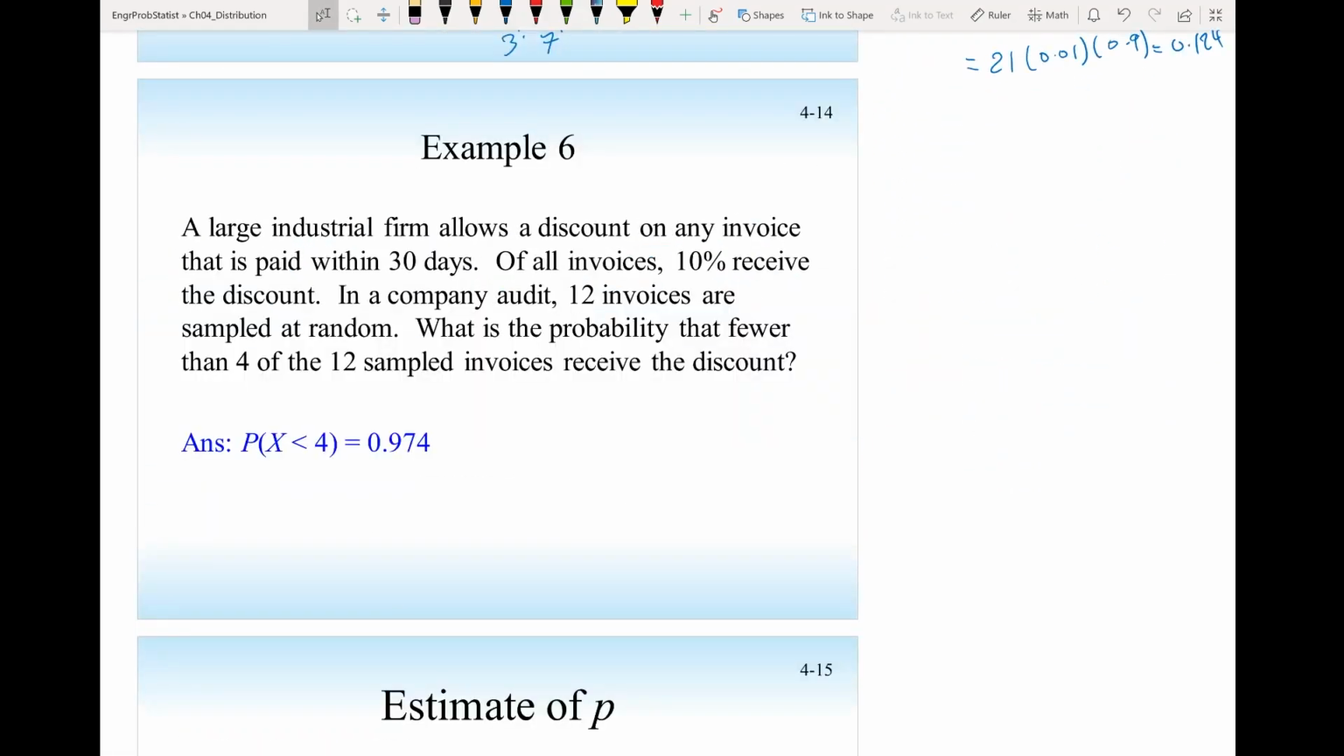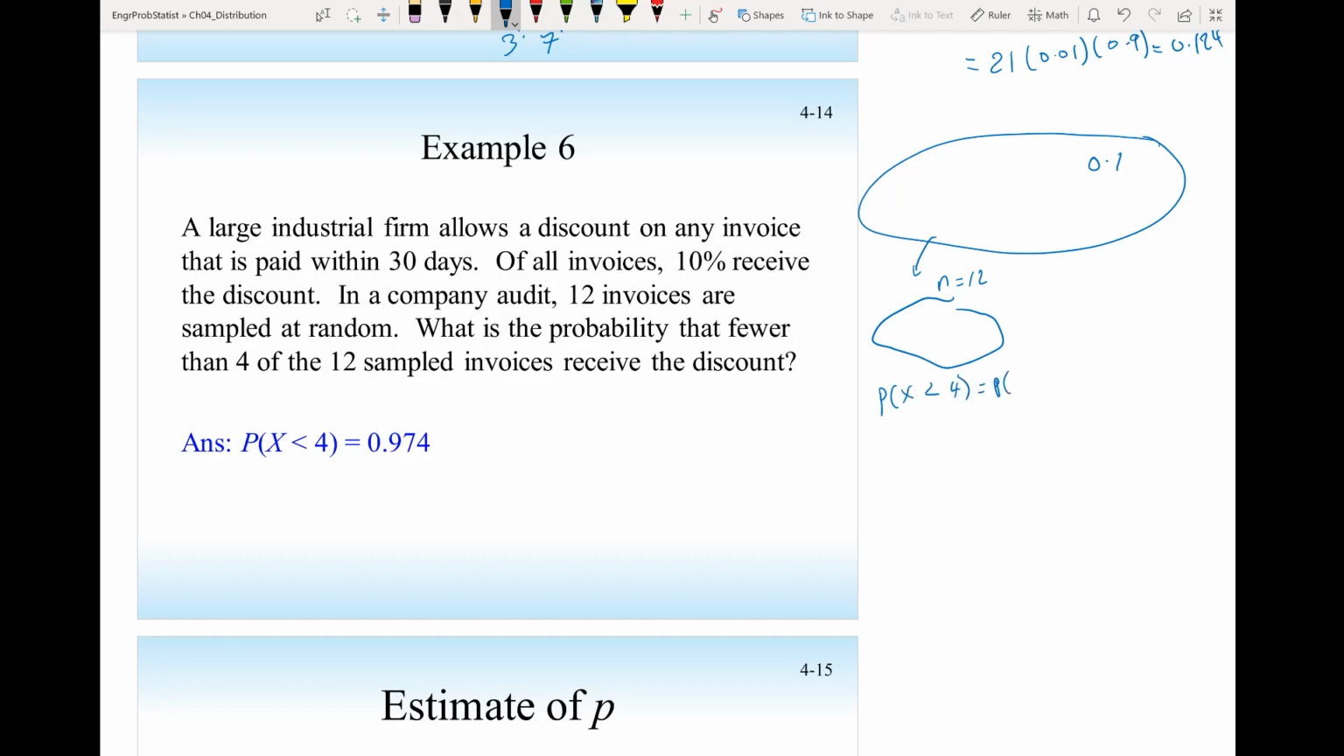In this example, a large industrial firm allows a discount on any invoice that is paid within 30 days. Of all invoices, 10% receive the discount. In a company audit, 12 invoices are sampled at random. So we have here a population of all invoices, 10% receive discount. So here n equal 12. What is the probability that fewer than 4 of the 12 sampled invoices receive the discount? So they want to know what is the probability that x is less than 4.